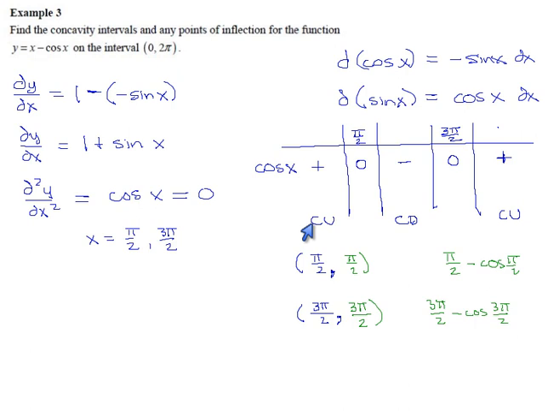So our intervals of concavity would be that we're concave up from 0 to pi by 2, and also from 3 pi by 2 to 2 pi. We're concave down between pi by 2 and 3 pi by 2, and we have inflections in these two places.